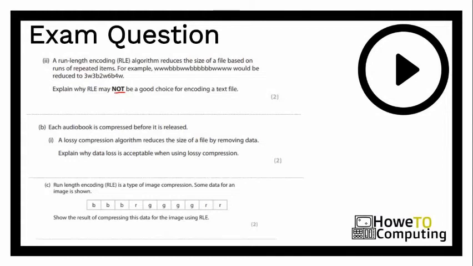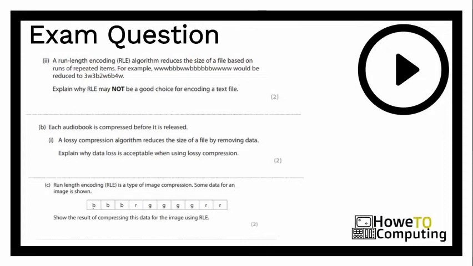Sometimes RLE is not particularly efficient because there's not enough patterns for it to repeat, and actually RLE could increase the size of a file because there's not enough repetition of characters. So that's why sometimes it's not a good choice for a text file, because there's just not enough variation in the file. Explain why data loss is acceptable in using lossy compression. This is down to the fact that we're removing unnecessary data which humans can't hear or see, and so we wouldn't notice it once we've compressed it. But obviously with lossy compression you can't get that data back.